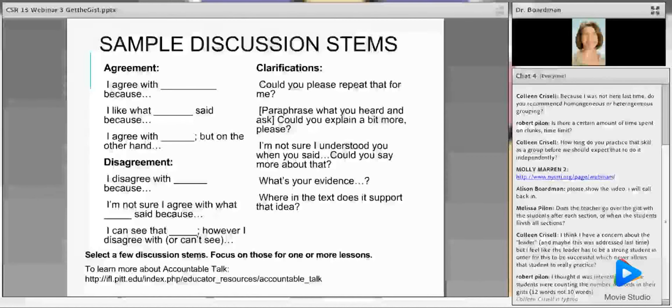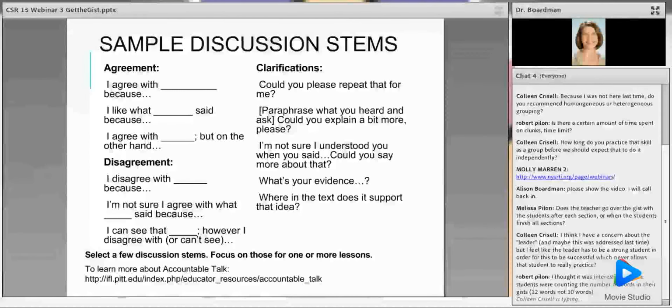And I think that having these discussion frames really allows kids to listen better to one another and to know how it is that I engage in a productive academic conversation. So for one day, you might have kids working on friendly disagreements.